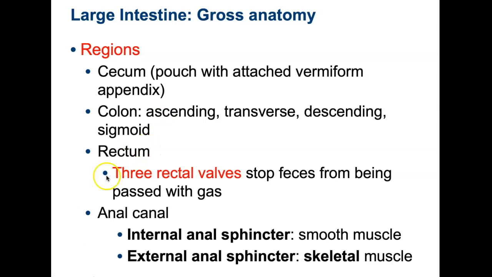Then we have the rectum, and there are some valves here that stop feces from being passed when you pass gas. And then the anal canal, we're going to look at these two different sphincters. So we have an internal anal sphincter and an external anal sphincter. And something to note that we'll come back and talk about is the internal anal sphincter is smooth muscle and the external anal sphincter is skeletal.